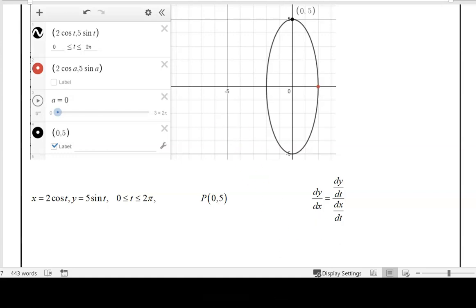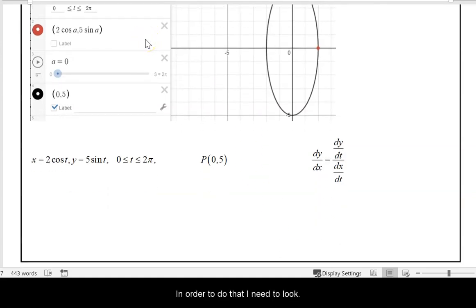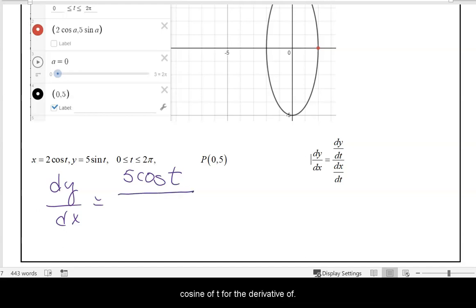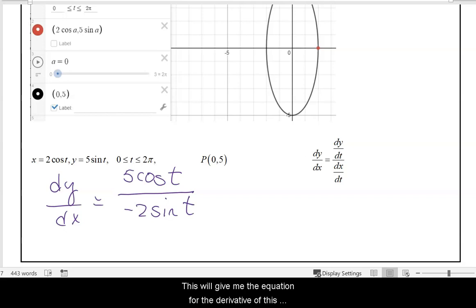Let's compute that now. In order to do that, I need to look at first the y equation and find its derivative with respect to t. That means that dy/dx must be equal to, well, the derivative of sine is cosine, so it must be 5 cosine of t for the derivative of the y equation with respect to t. The derivative of the x equation with respect to t would be -2 sine of t. This will give me the equation for the derivative of this particular parametric equation.